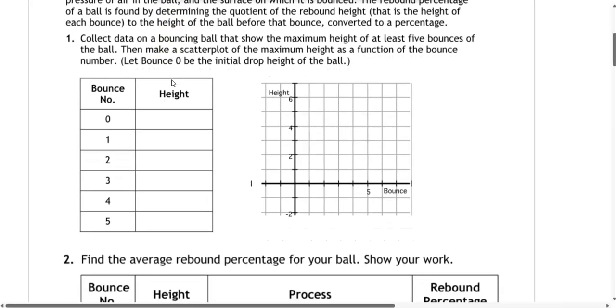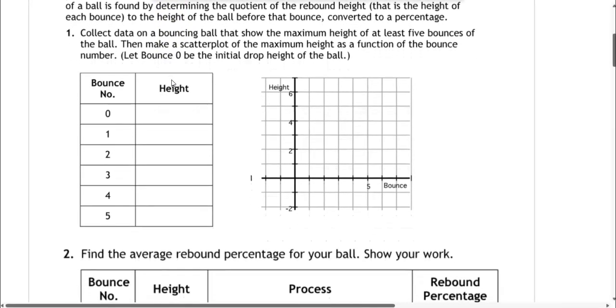We're going to collect data on a bouncing ball that shows the maximum height of at least 5 bounces of the ball. Then make a scatter plot of the minimum height as a function of the bounce number. Let bounce 0 be the initial drop after the drop height of the ball. So if you want to, you can do this on your own and actually do the actual thing, but I'll go ahead and give you some numbers, just giving some examples right now.